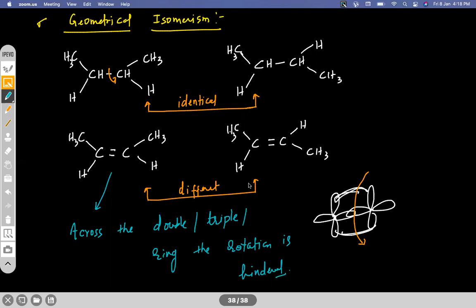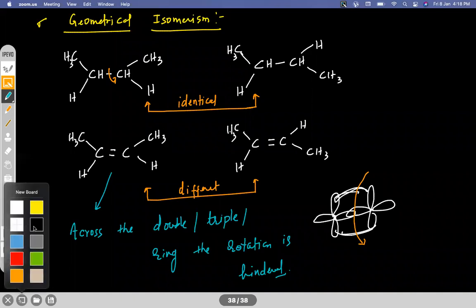Now this kind of compound, where the properties differ because of a double bond or ring, we call geometrical isomers. For example, in these two molecules, both CH3 are on the same side in one, and on the opposite side in the other. Relative stability: this one is more stable than this because we have less repulsion over here. This kind of phenomenon we call geometrical isomerism.